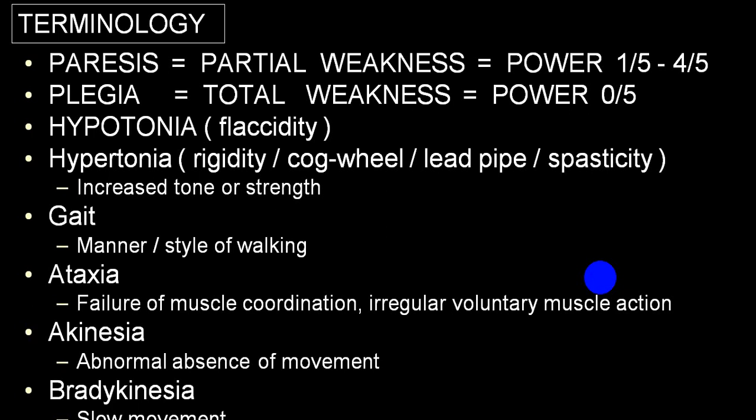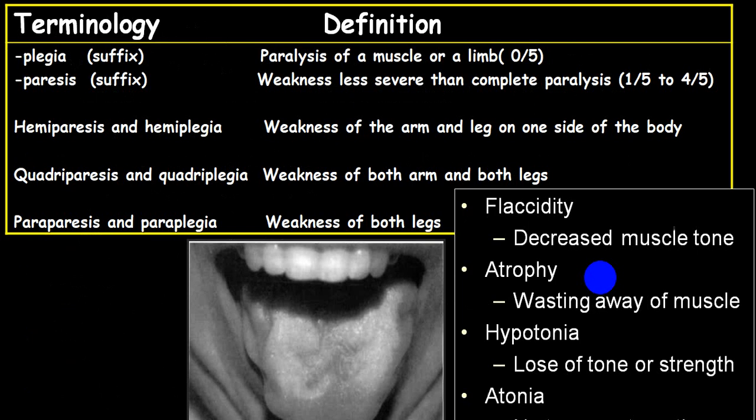Akinesia means total absence of movement. Hypokinesia means diminished motor movements. Bradykinesia is another word for hypokinesia, that is, slow movements. And hyperkinesia means increased movements, which will be very commonly seen in involuntary movements. We'll be showing you something on that.